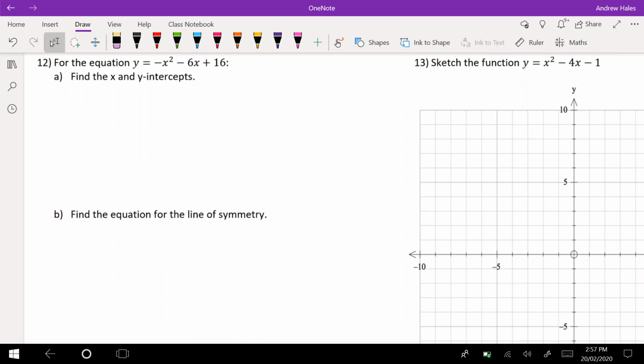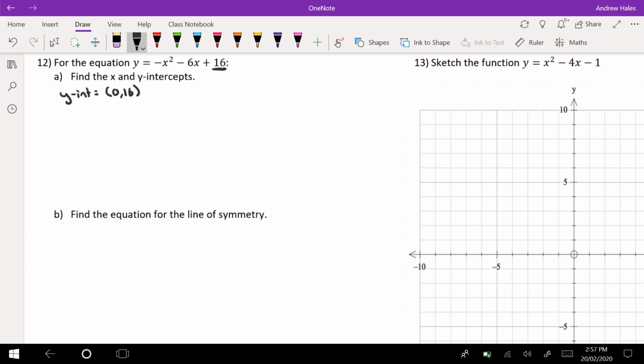Okay, need to try and find the x and y intercepts of that function. Y-intercept's super easy. The y-intercept is just 0, 16. I know that because of the value of c at the end.